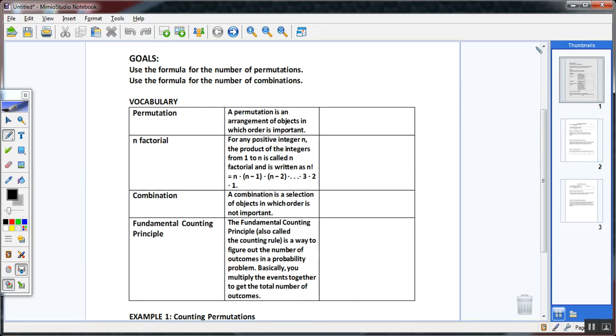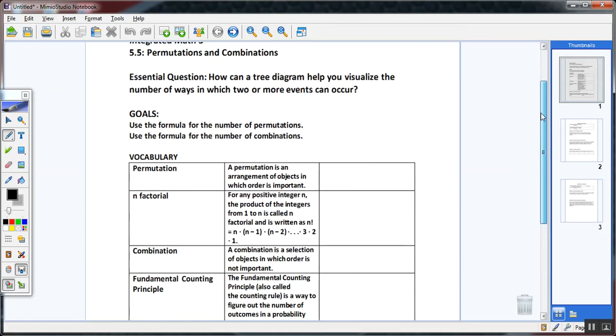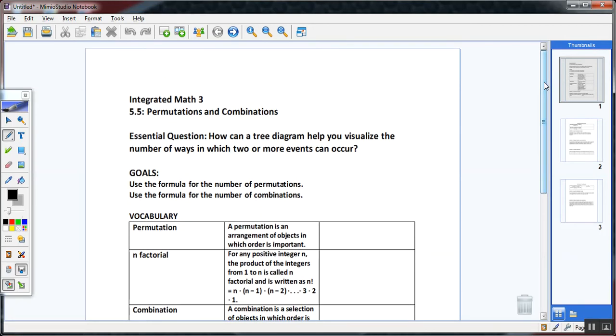How do you arrange things? How many different ways are there to arrange things? This is all part of what's titled Permutations and Combinations. Michael, you want to read that for me, essential question? How can a tree diagram help you visualize the number of ways in which two or more events can occur? So how can a tree diagram help you understand that? We'll talk about what that looks like.